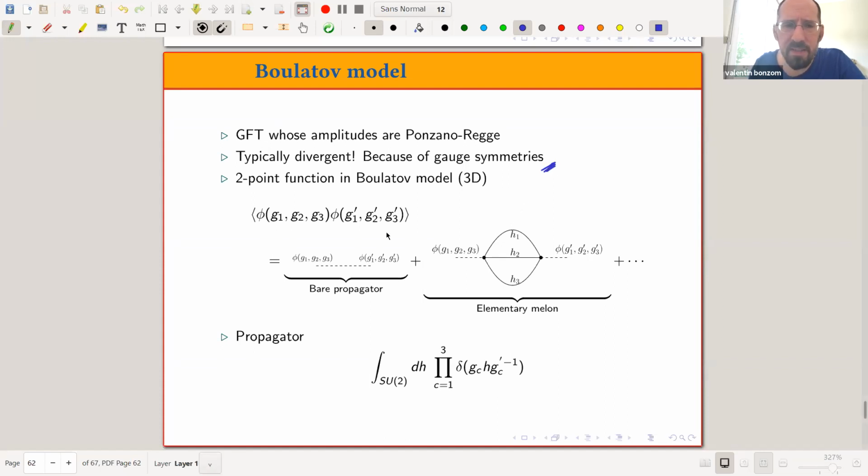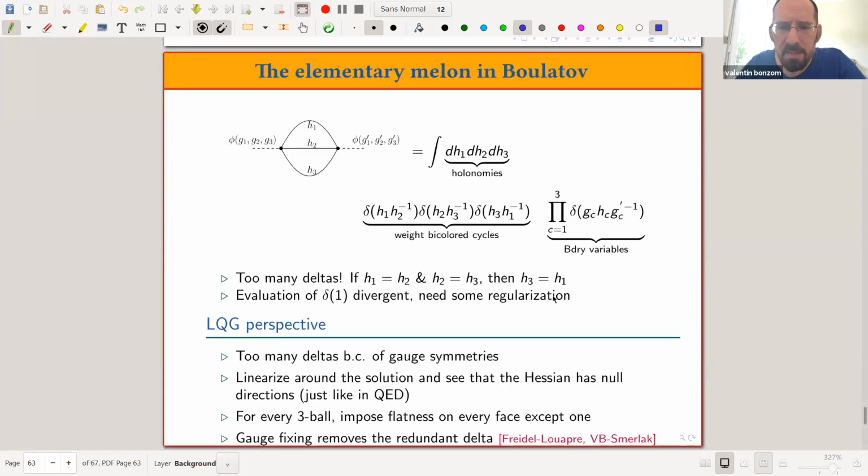So here it's a small example where you look at the 2-point function in the Boulatov model. You have phi of 3 group elements and phi of 3 different group elements, and the 2-point function starts with a bare propagator. And then you have a radiative correction here, which is the elementary melon that I told you about. I'm skipping the calculations, but when you look at these elementary melons, you have to integrate over 3 holonomies, which live on the edges of the elementary melon.